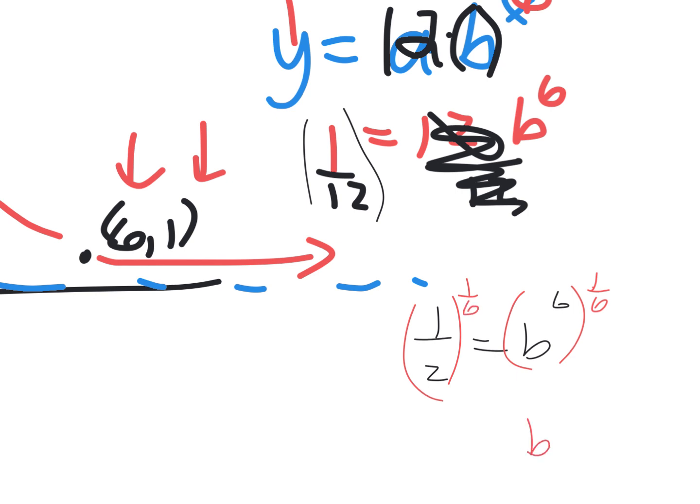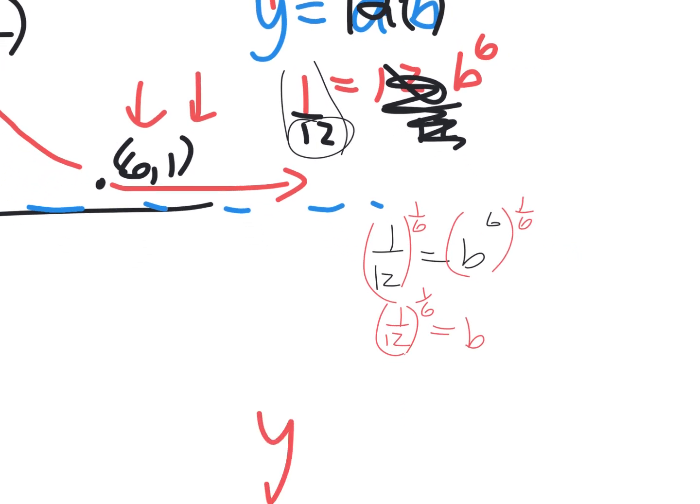And now I know B. It's this weird number that, again, I don't expect you to do in your head. The 6th root of a half? I don't know what that is. Question? What? Isn't it 1/12? Oh, it's 1/12. I dropped a 1 there. Sorry about that. That's 1/12. Okay. Even worse. 1/12 to the 1/6 power. I don't know what that is. But you should be able to then write your final equation because you now know A and B.